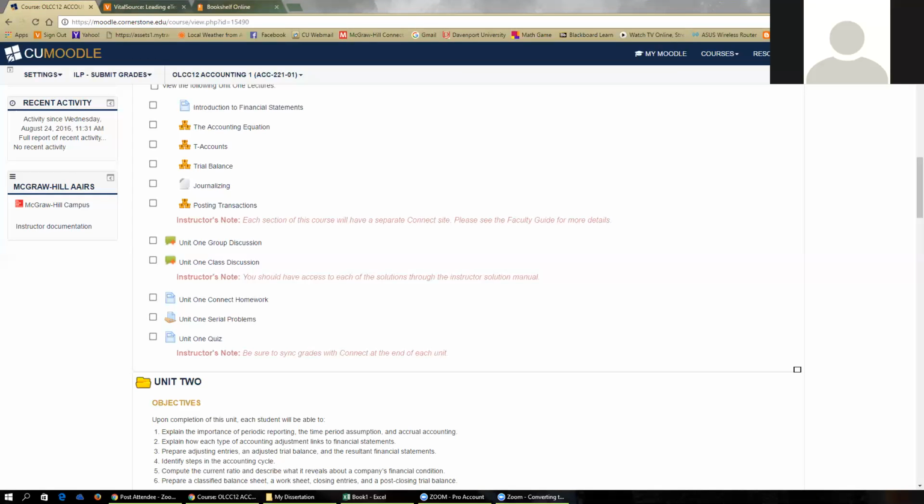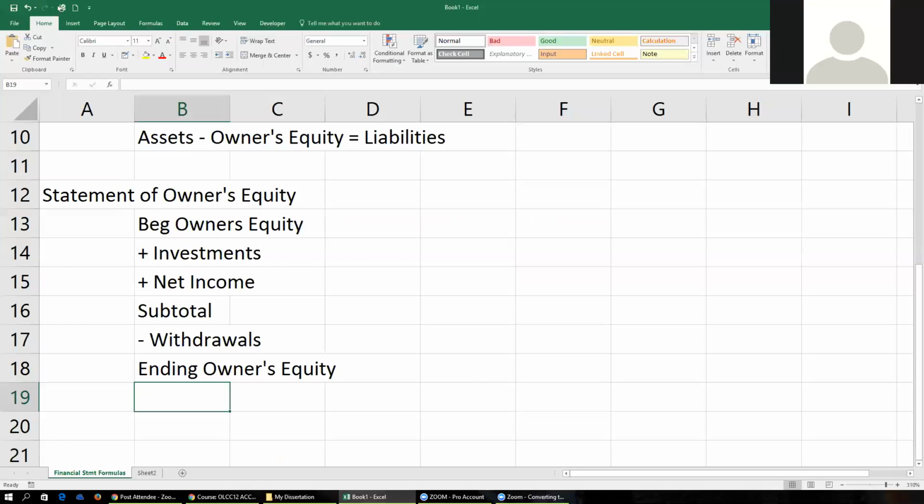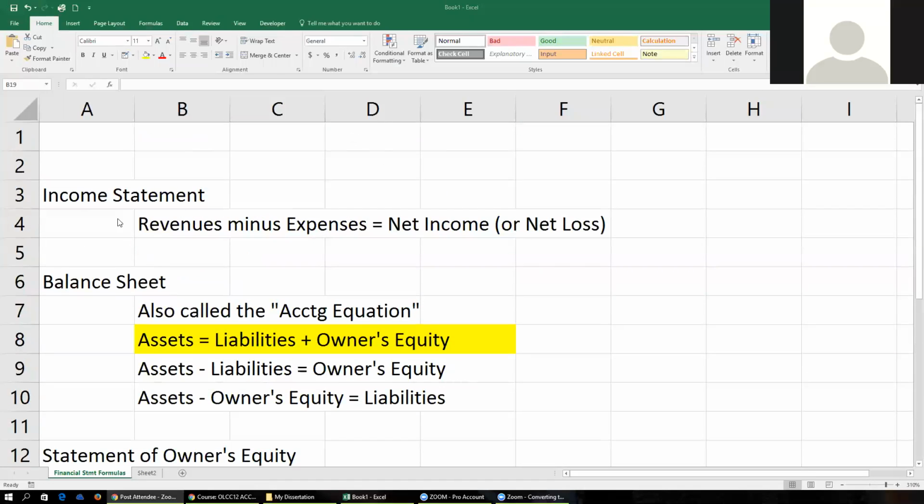So I'm going to show you an Excel spreadsheet here. Hopefully you can see on the screen. Let me see if there we go. You should be able to see the Excel spreadsheet. I have the financial statement formulas typed out. I am going to email or put this up in Moodle, so don't feel like you have to copy down what you see on the screen.